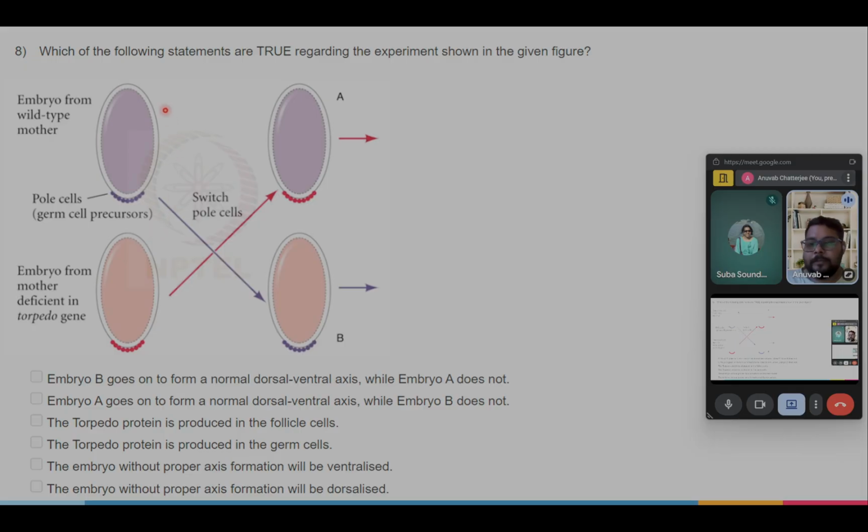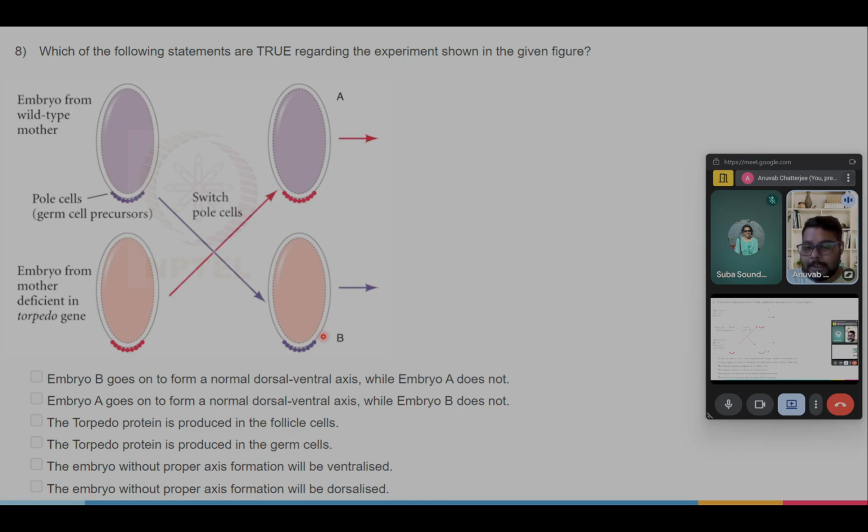They took a particular embryo which was wild type, so it has everything normal, it has torpedo expressing, and they took and transplanted the pole cells. The pole cells are the ones that will form the germ cells later on. These were transplanted into a different embryo which was completely torpedo deficient, so it did not have torpedo at all. And the pole cells from the torpedo deficient embryo were placed onto the wild type embryo. So now both of these embryos are mosaic in a way that germ cells of this embryo do not have torpedo, but everything else has torpedo, and germ cells of this embryo have torpedo but nothing else has torpedo.